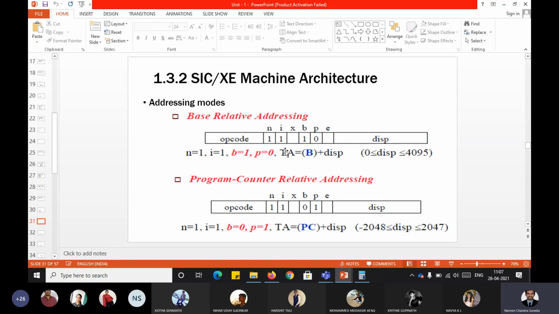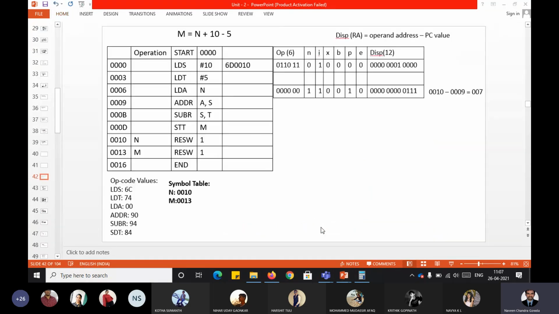If it is more than 2047, you cannot consider it PC mode. You need to shift it to base relative. Mind about it. So if it is more than 2047, you should go to base relative. As now it is less than 2047, it is PC mode, so we set P as 1 and B as 0.